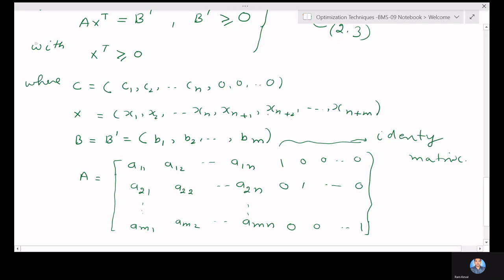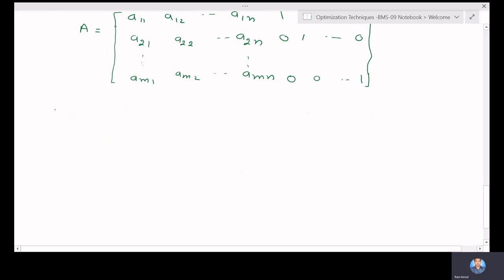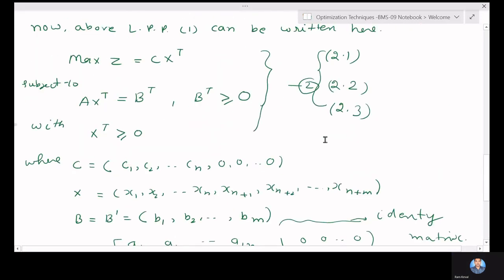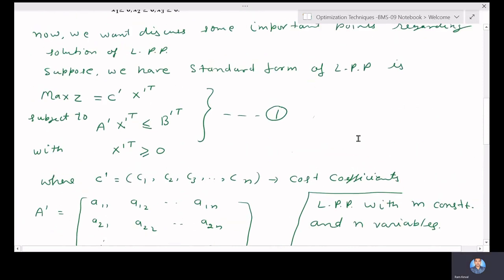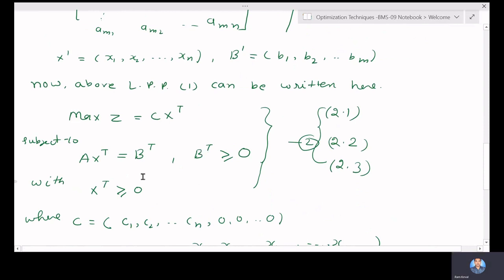So this is the LPP with n plus m variables and m constraints. See here, LPP 1 can be written as LPP 2.